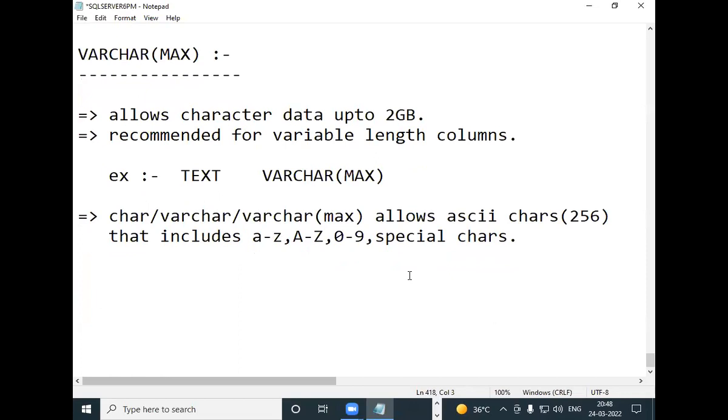That means these types allow alphanumeric data, not only alphabets. Don't think that char means it allows only characters and will not allow numbers. It allows alphanumeric, because it allows ASCII characters, and ASCII includes alphanumeric. Can you tell me an example for alphanumeric?